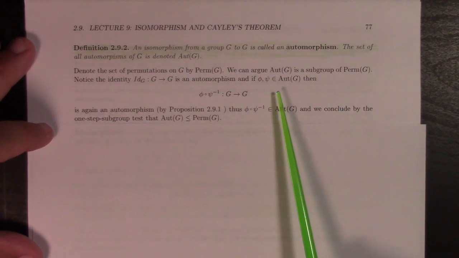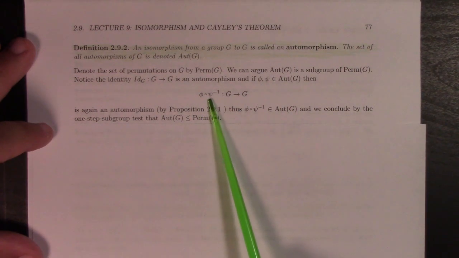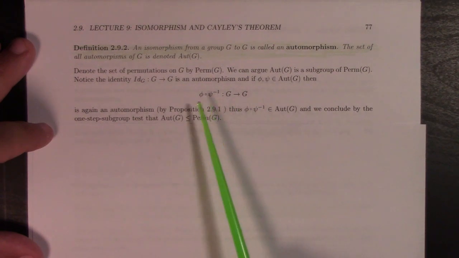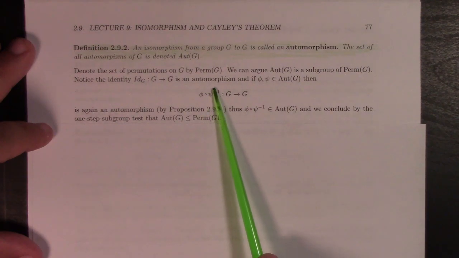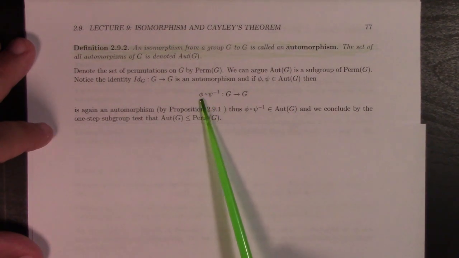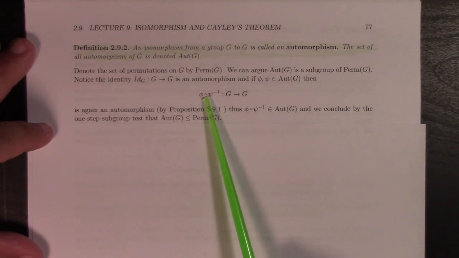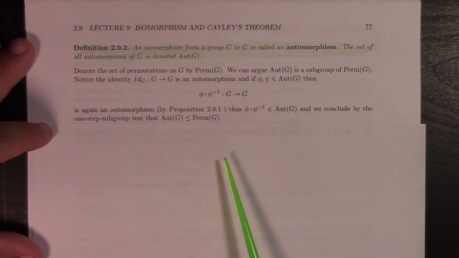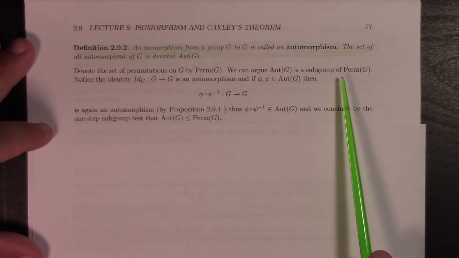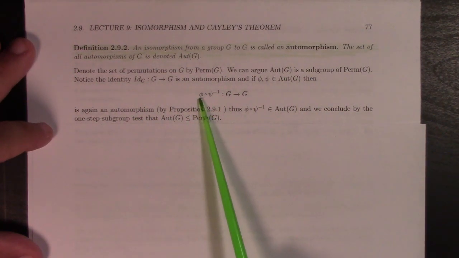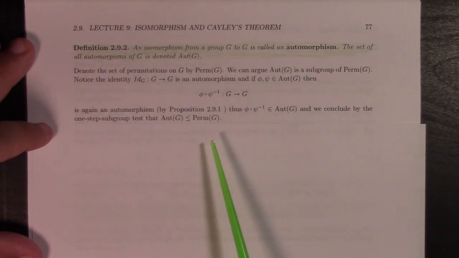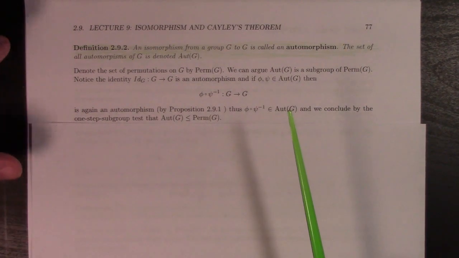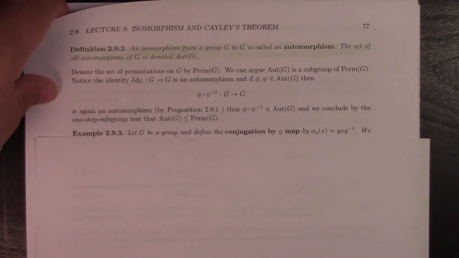So if we have, for example, phi and psi in the automorphisms, then the composite phi with psi inverse is a mapping from G to G, which is again an automorphism by the proposition at the start of this section, right? Because first of all, the inverse of an isomorphism is an isomorphism, and the composite of isomorphisms is an isomorphism. So this is an isomorphism from G to G, which makes it an automorphism. So then I've noted that the identity's in there, and that the composite with the inverse is in there. So by the one-step subgroup test, we have that the automorphisms of G is a subgroup of the permutations of G.